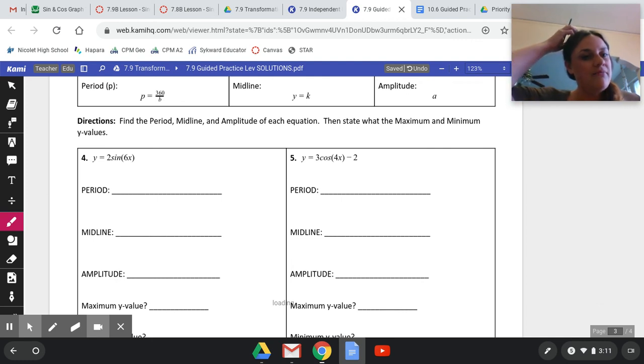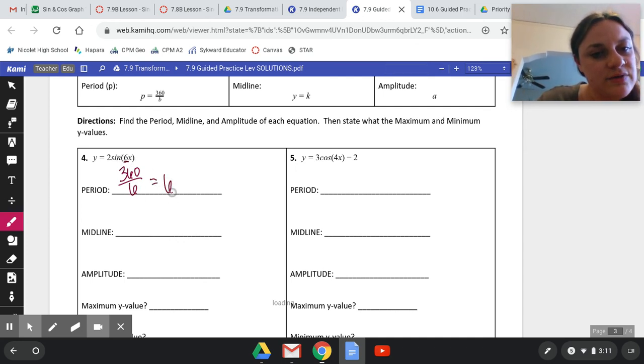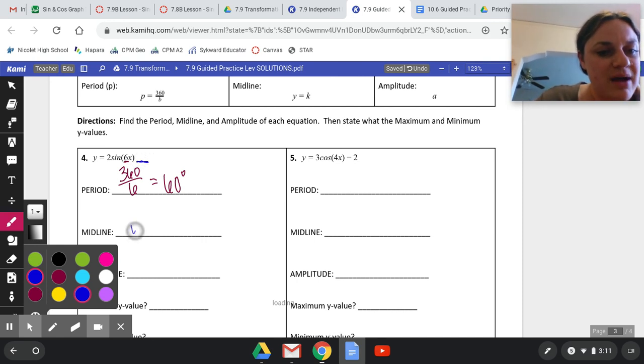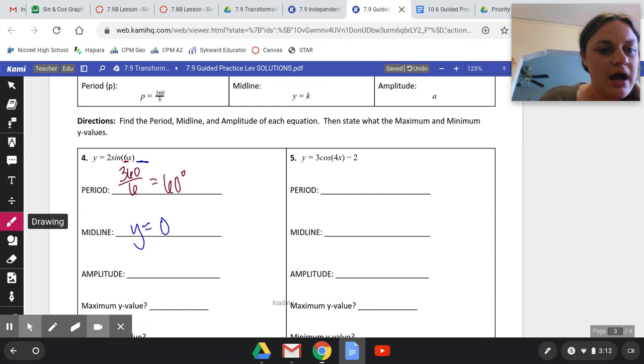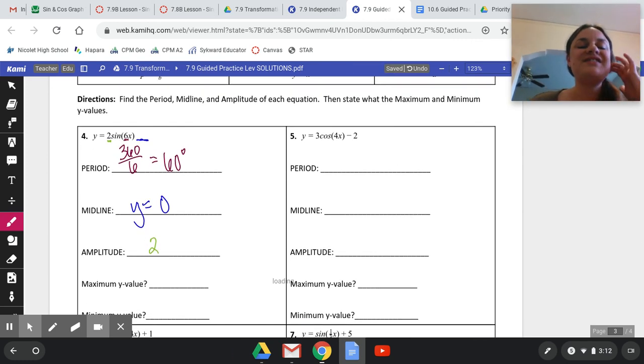All right, so looking at this, my period, once again, you find your period by just doing 360 divided by your B value, which is that 6. So 360 divided by 6 is equal to 60 degrees. Then I need to find my midline. Something to note here is there is no K value, so my midline is just at y is equal to 0. And then I also need to find my amplitude. My amplitude is given to me with this 2. It's just 2.